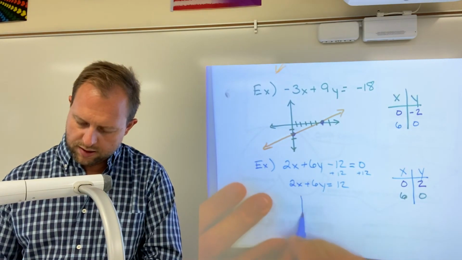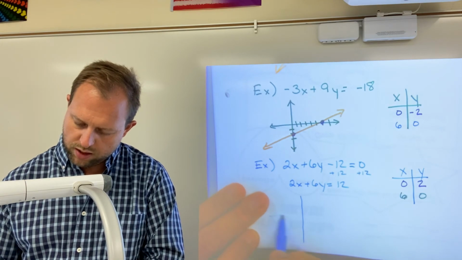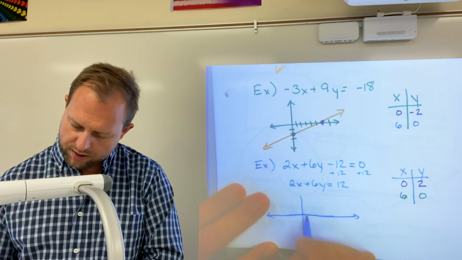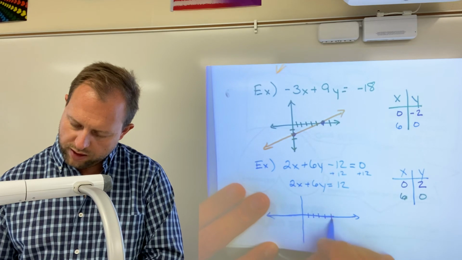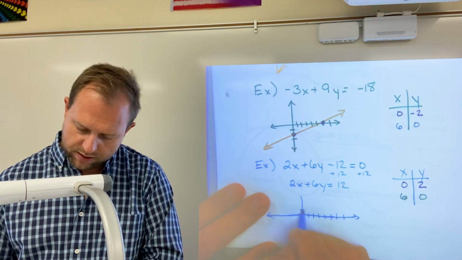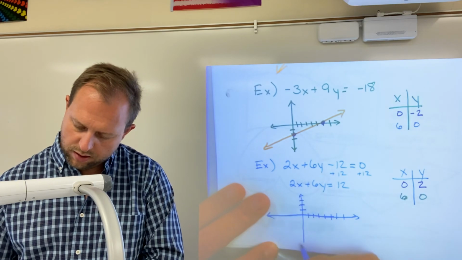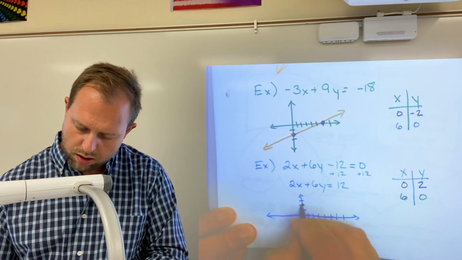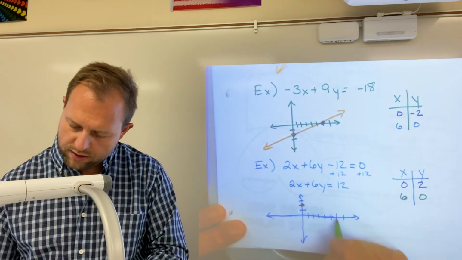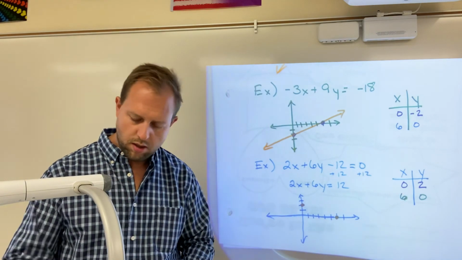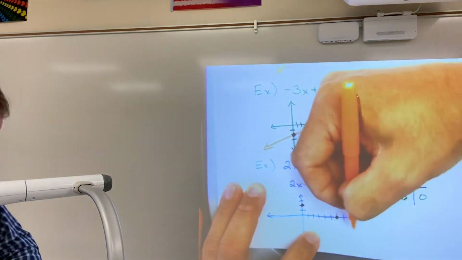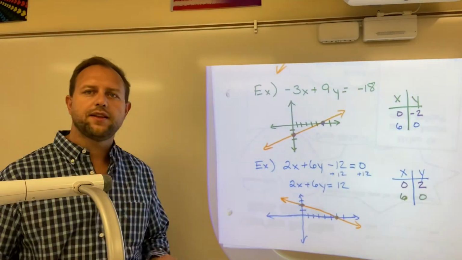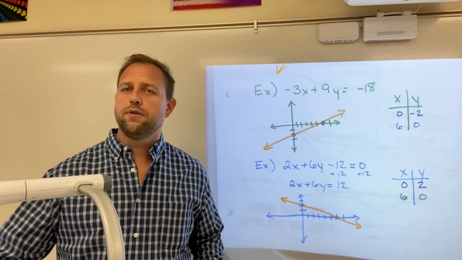Go to graph this. Similar function to the last one, in that we got one of the intercepts the same, (6, 0). This time it's positive. So we have (0, 2). We have (6, 0). And connect the line. Okay, that completes review number 2.